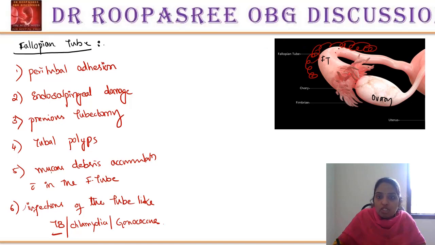So first is the peritubal adhesions, endosalpingeal damage. Sometimes previous tubectomy may have happened. Okay, some polyps may be present, or some mucus debris may be present in the tube, and infectious conditions may also be present in the tube.